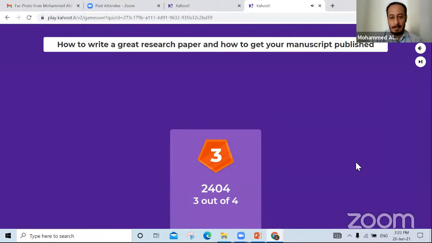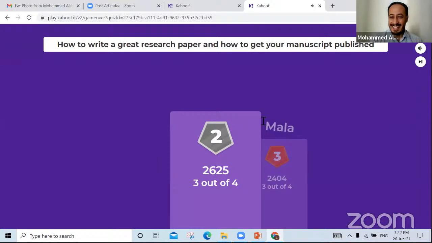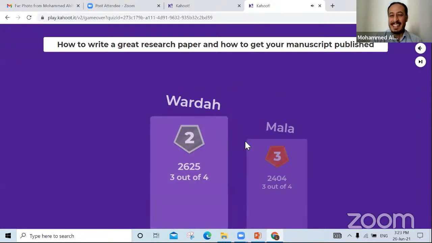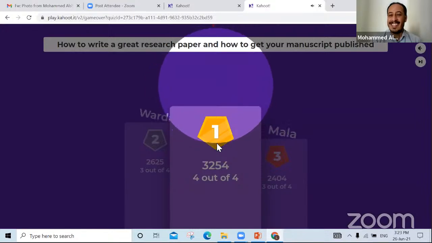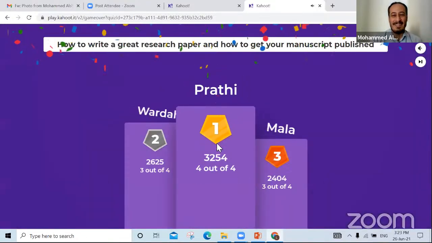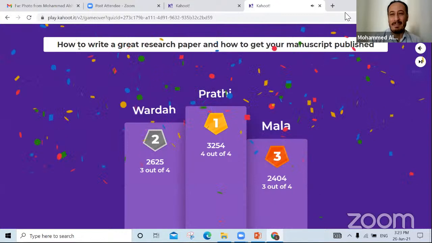Well done. So the third runner is Mala. Warda is the second runner, and the first runner for today is Prathya. Well done, Prathya.